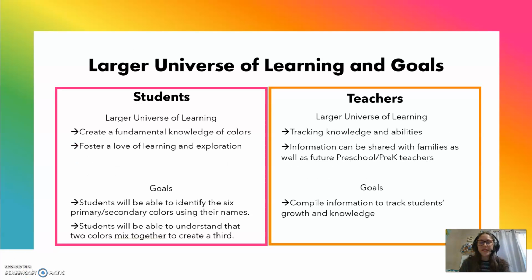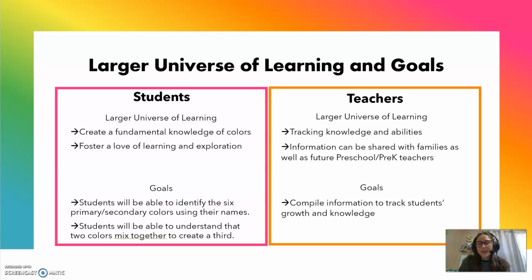So overall, this series of lessons would be two-pronged, with goals and outcomes for both the students, as well as goals and outcomes for myself in recording and compiling what they have learned. Looking first at the students, these goals and activities would help create a fundamental knowledge about colors and how they interact with each other and exist in relation to one another. Also, it would allow the students to be excited about learning and doing projects, which would aid in fostering a love of learning and exploration.